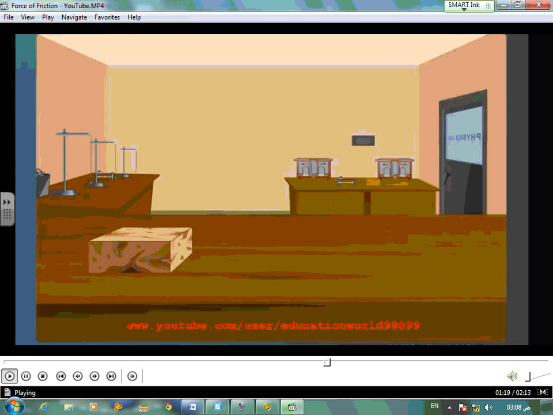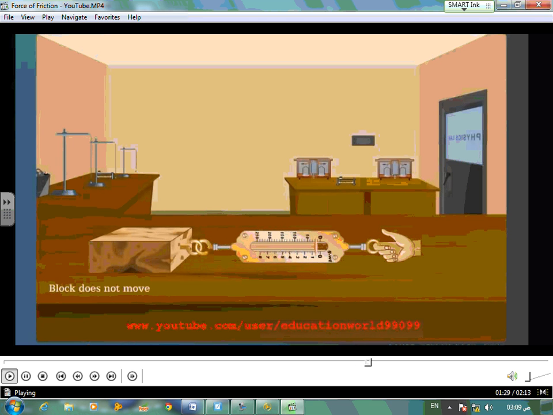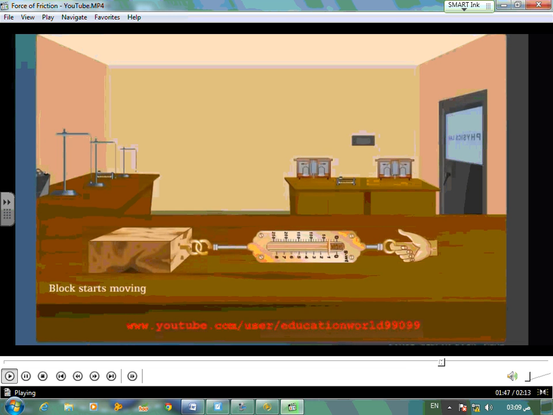Look at this block. Try to move it by using a spring balance, but we pull it for a short distance, or we move it by a small force. We found the block doesn't move. But by increasing the force, we found the block will move. This is because the friction force in case number 1 is bigger than the friction force in case number 2.